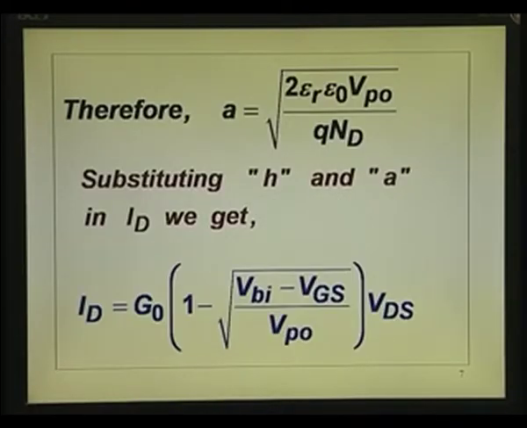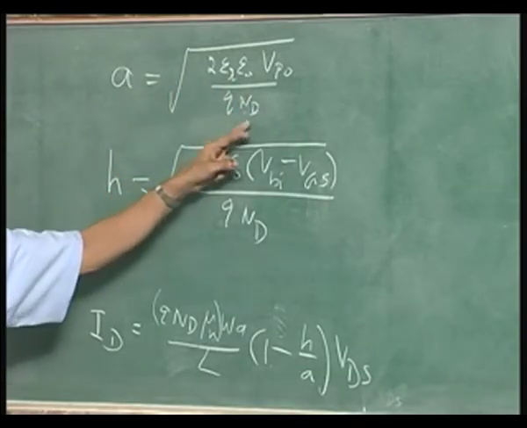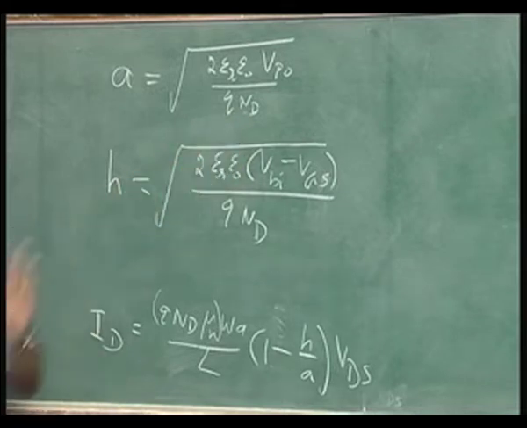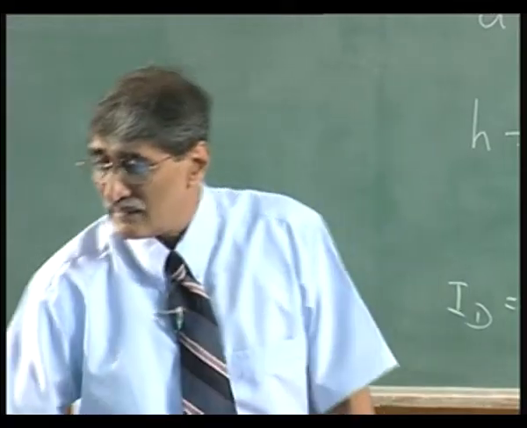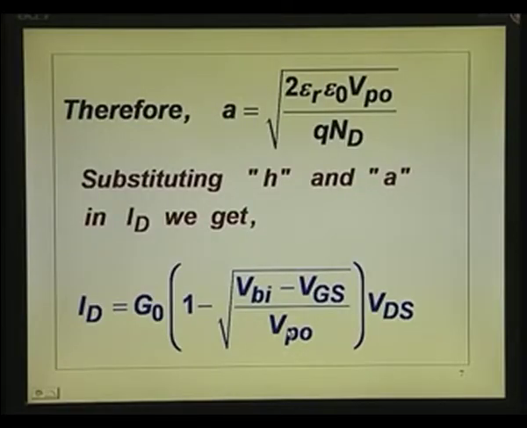That is it. All that you have done is substituted for H and A. So, G naught into 1 minus H by A into VDS is the IV characteristics. Now, you can see clearly why we wrote Vp 0, because Vp 0 is fixed for a device whose thickness and doping are fixed. When you fix the device, doping and thickness are fixed. So, Vp 0 is fixed. That is why you write it in terms of Vp 0, pinch off voltage, and this comes handy while analyzing the device characteristic later.